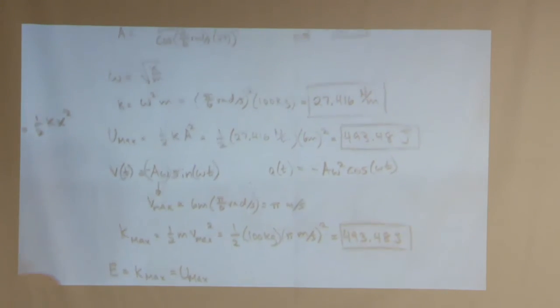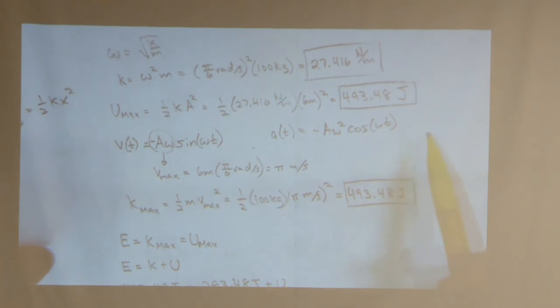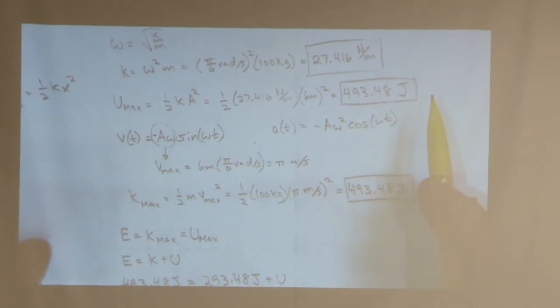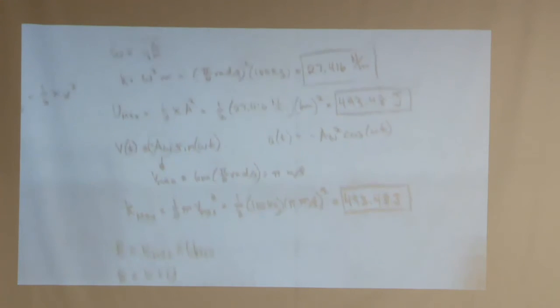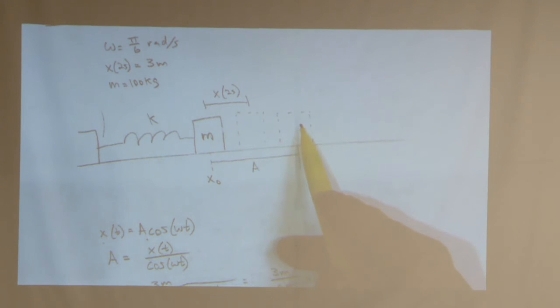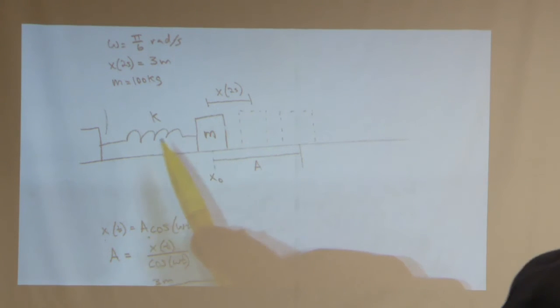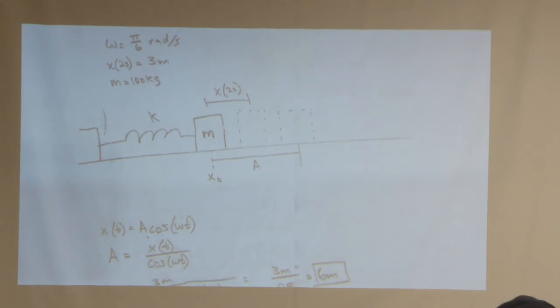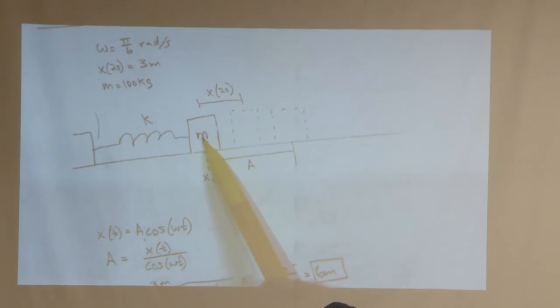And then we plug that into our 1/2 mv squared, and we get 493.48 joules, which happens to be the same as our maximum potential energy because of conservation of energy. Because there's no friction in the system, we're going to have maximum potential energy here with a 0 kinetic energy because it's at rest. And then when it passes through the equilibrium, we're going to have a maximum kinetic energy, and we're going to have a 0 potential energy because the spring is not compressed nor stretched. So all that's happening is all of the potential energy is being converted into kinetic energy.